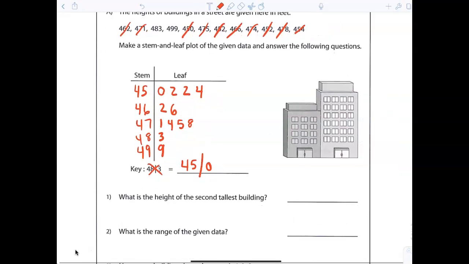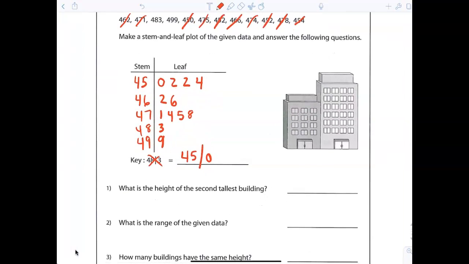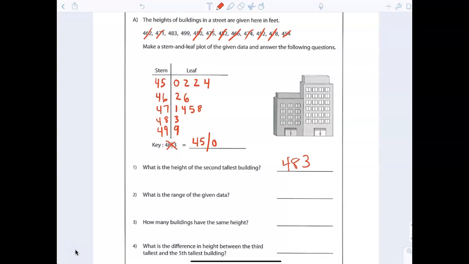So now it says, what's the height of the second tallest? 483. All right. What is the range? Max, what is it? 490. How do we get that? Do 490 minus 450. Yeah, the high minus the low. So what is that? 40.